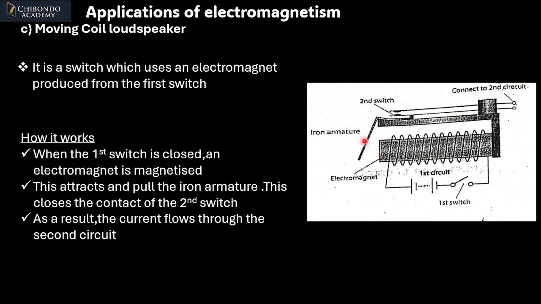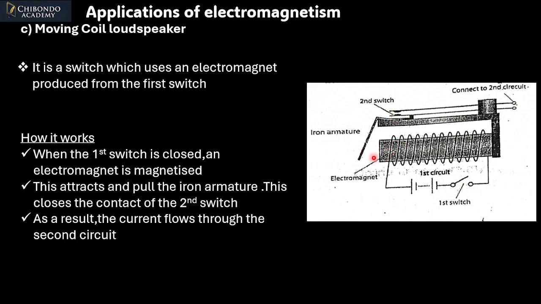We have an iron armature, which should be attracted to the electromagnet. Then you have the second switch. So how is this second switch triggered? Let's see how it works. When the first switch is closed, the electromagnet becomes magnetized and attracts the soft iron armature. When this touches the electromagnet, it stays there as long as the switch is closed.